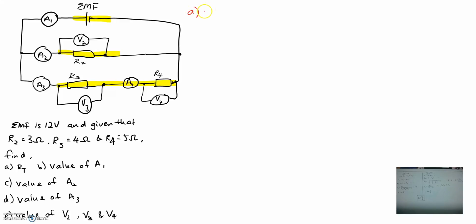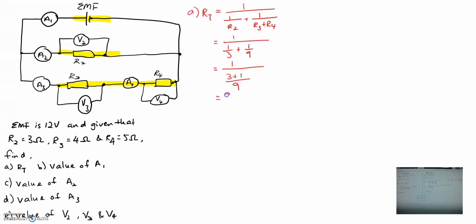So you realize that 1 over R total here is actually equal to 1 over R2 plus 1 over (R3 plus R4). So that gives you 1 over 3 plus 1 over 9. So in other words, you actually have 9 over 4, and that equals 2.25 ohms. Okay, so you have the first part.